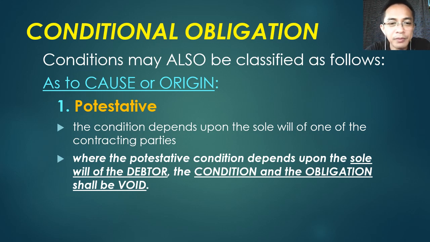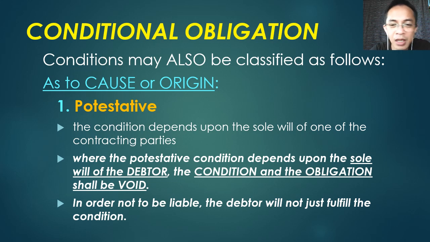So there are two types of potestative condition, class. Where the potestative condition depends upon the sole will of the debtor, the condition and the obligation shall be void. Example, I will give you 1,000 if I like. That is void, class. Yung condition na if I like and the obligation to give you 1,000 are all void. Why? Because in order not to be liable, the debtor just does not fulfill the condition. Ibig sabihin, walay klaro na siyang obligation. Because the debtor can escape the obligation by not doing the condition that is dependent upon his will.